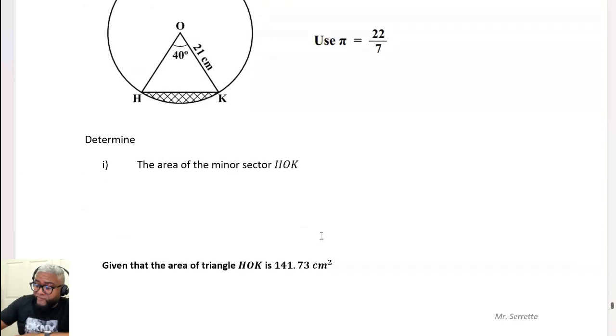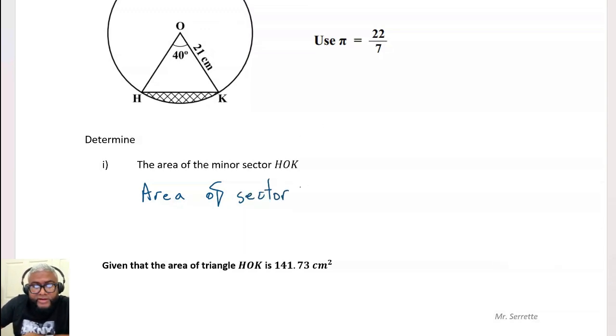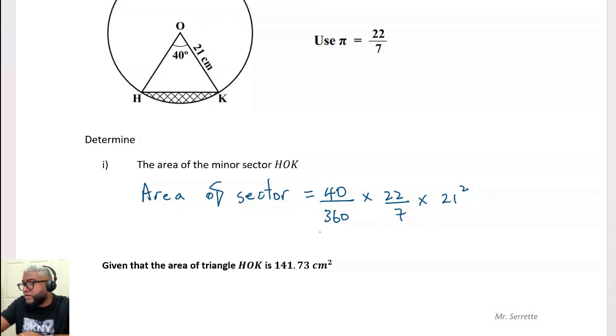So this is simple stuff. Area of sector would be equal to 40, which is the angle in the sector, over 360, multiplied by 22 over 7, multiplied by 21 squared. And when you work this out, what do you get in here, Nathaniel Ford?